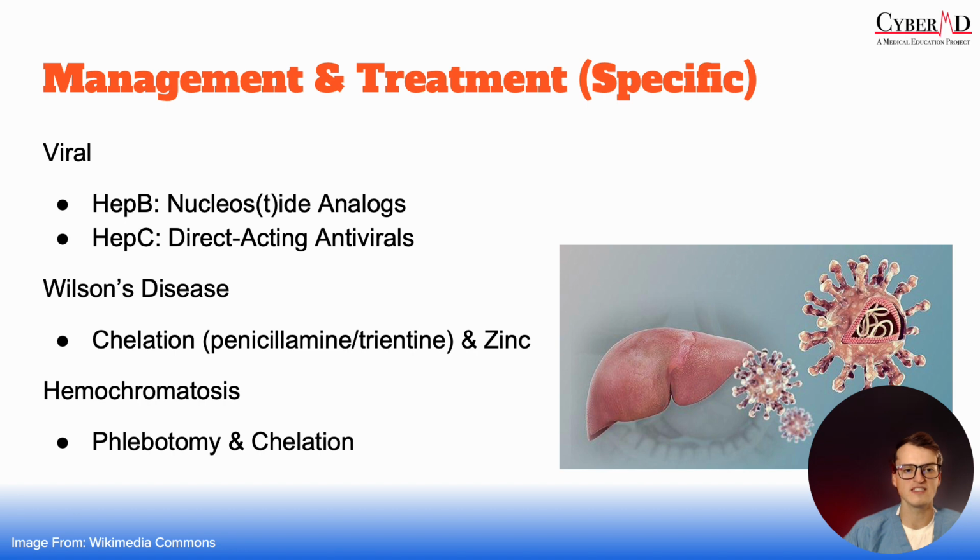For Wilson's disease, the primary treatment involves chelation therapy using agents like penicillamine or trientine, which help remove excess copper from the body. Additionally, zinc can be used to prevent the absorption of copper from the intestine, but I believe that's a less used treatment.